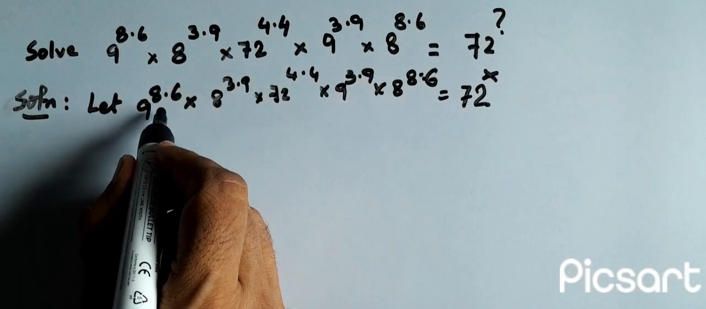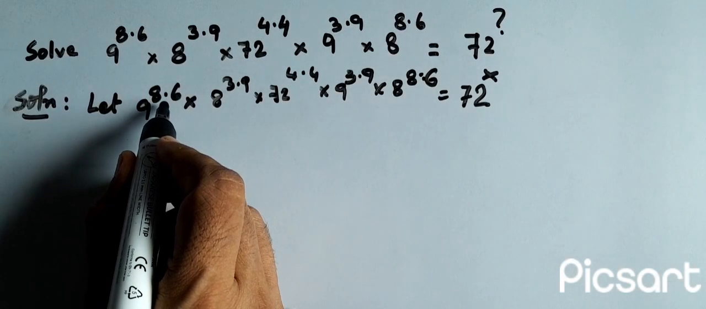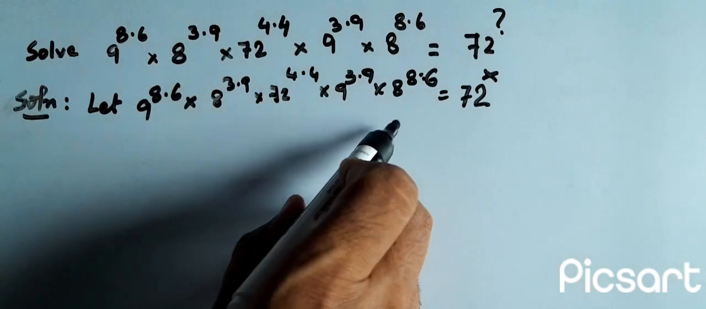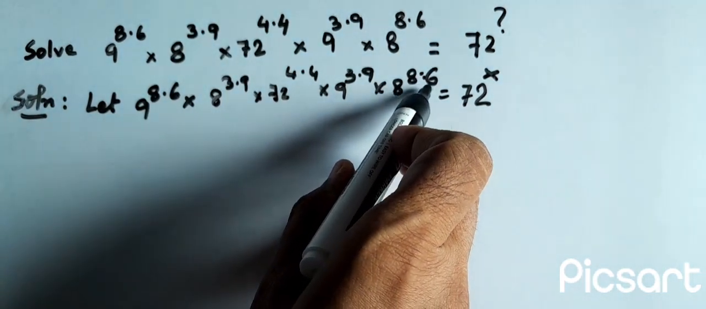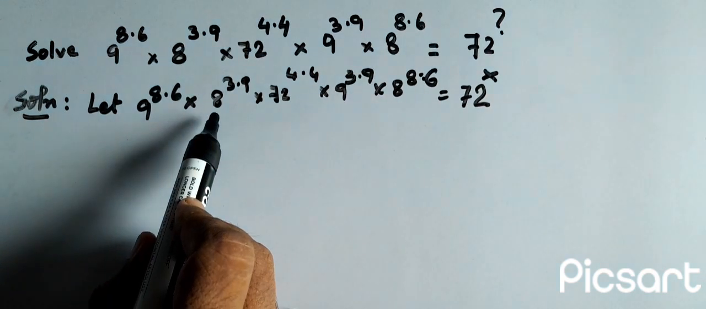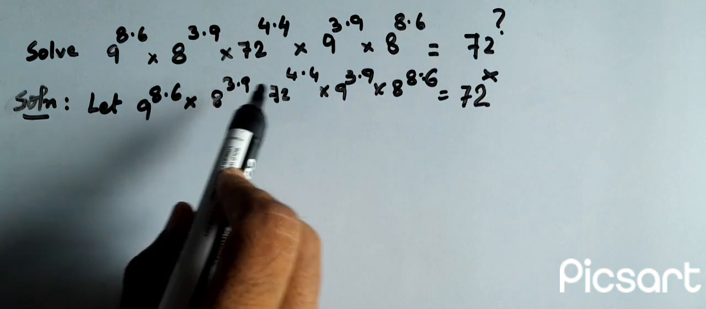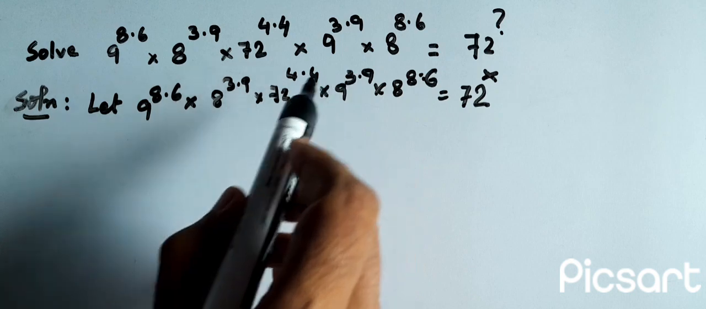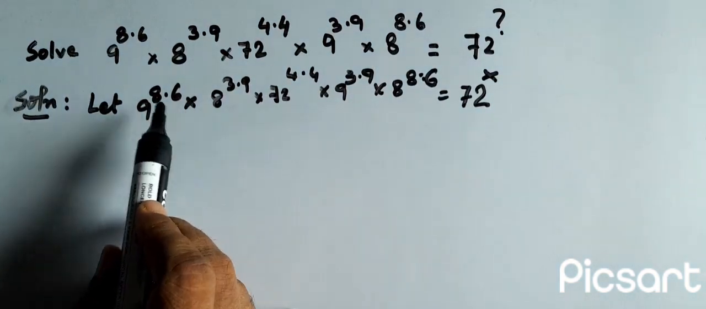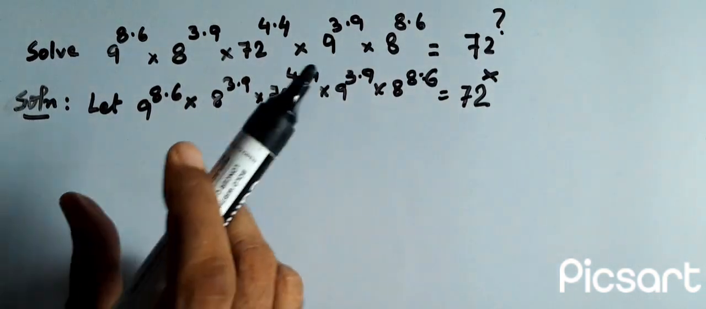Here 9 has power 8.6 and 8 has power 8.6. Similarly, 8 has power 3.9 and 9 has power 3.9. So the numbers with same power will club together.